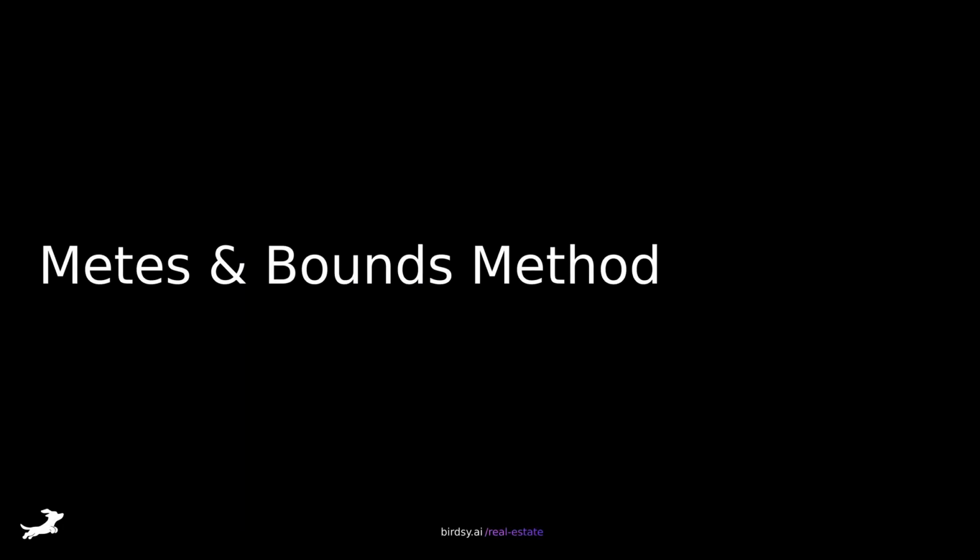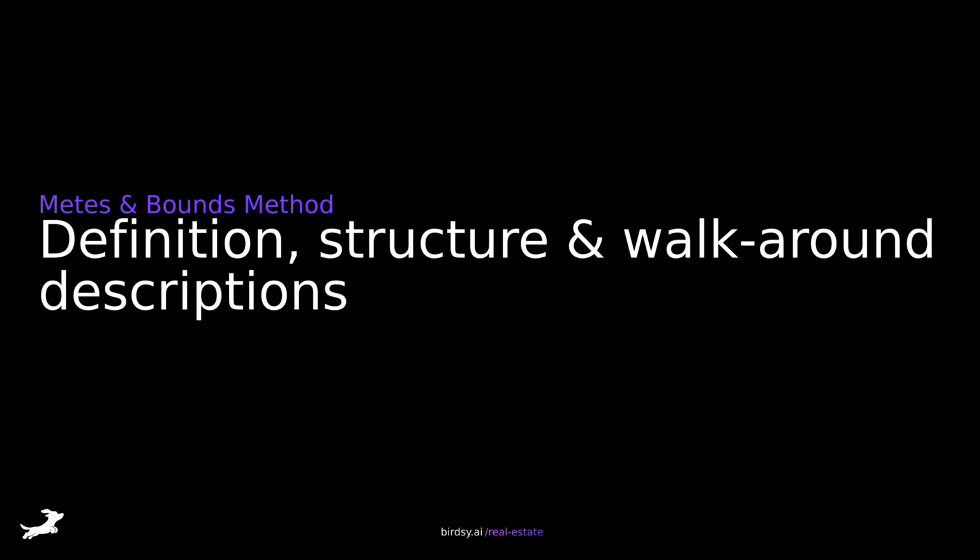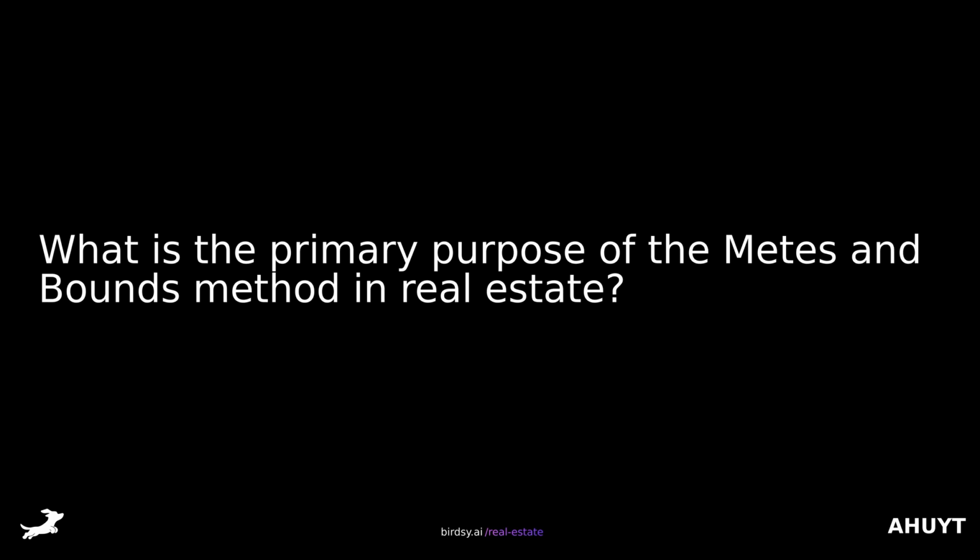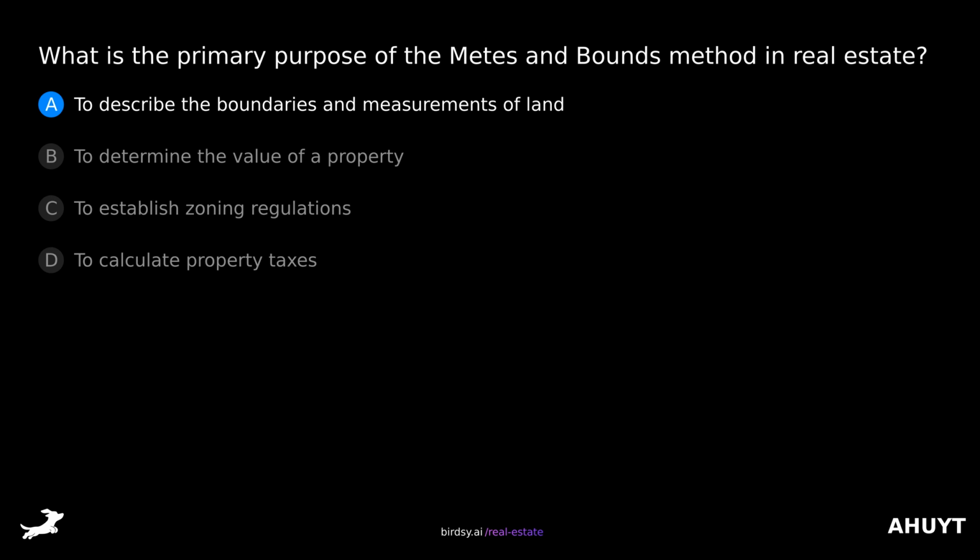Metes and bounds method. Definition, structure, and walk-around descriptions. What is the primary purpose of the metes and bounds method in real estate? Is it A, to describe the boundaries and measurements of land? B, to determine the value of a property? C, to establish zoning regulations? Or D, to calculate property taxes? The answer is A, to describe the boundaries and measurements of land.